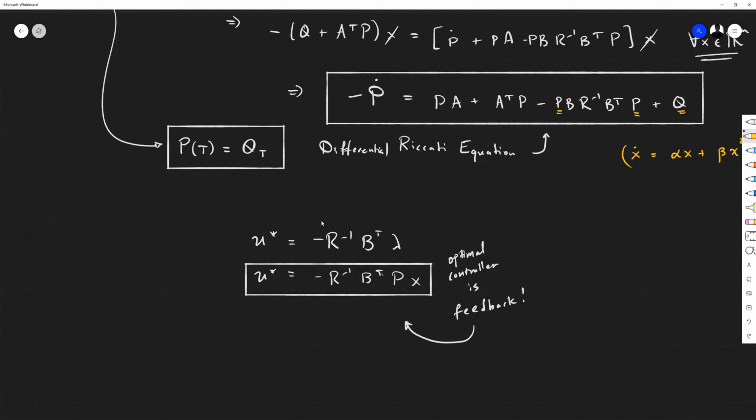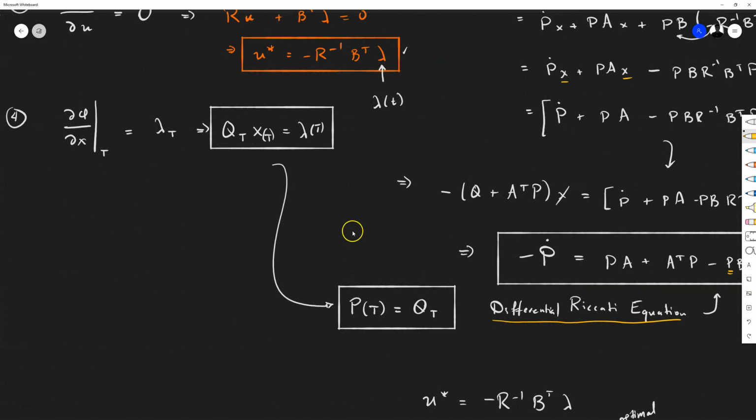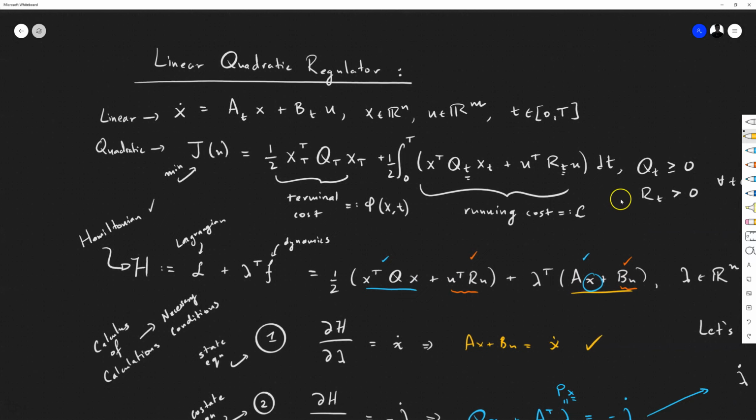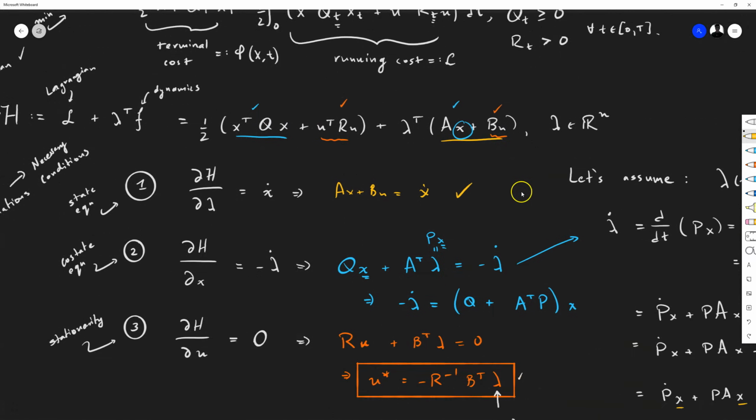And that's pretty cool because feedback controllers are generally more robust than just open loop controllers. So the optimal controller that solves the LQR problem is a feedback controller. It's a linear feedback controller. And it's a function of this matrix P, which is the solution of the Riccati differential equation. So there it is. I hope that was clear and it made sense. And next time we can even start looking at tracking problems.